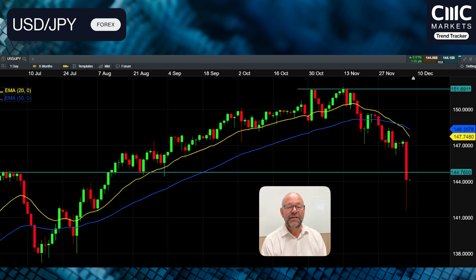They still have the negative cash rate in Japan of minus 0.1%. The 10-year bond yield has increased towards that 1% mark. The Bank of Japan does have a meeting on the 19th of December. Will they be increasing interest rates for the first time since 2015 at that meeting?